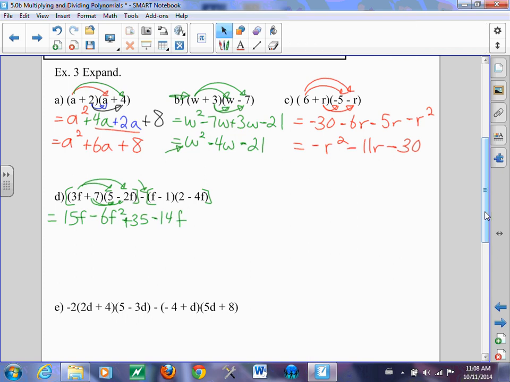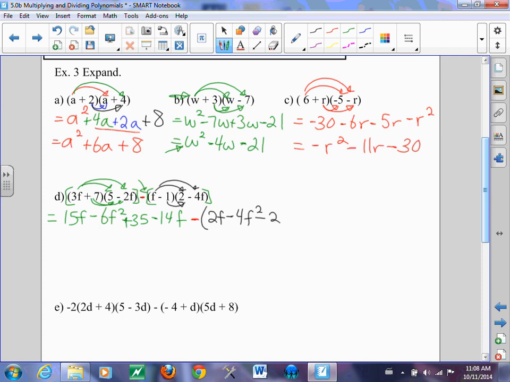Now what I'm going to do, folks, is I'm going to put this subtract sign in, which stays here. Okay, and because that affects everything in the second bracket, I'm going to put a bracket in. I'm still going to do my FOIL. So first is going to be 2f. Outside is negative 4f squared. Inside minus 2. And last, watch this, negative times negative is a positive 4f. Okay, you can collect like terms inside and outside the bracket before you multiply.